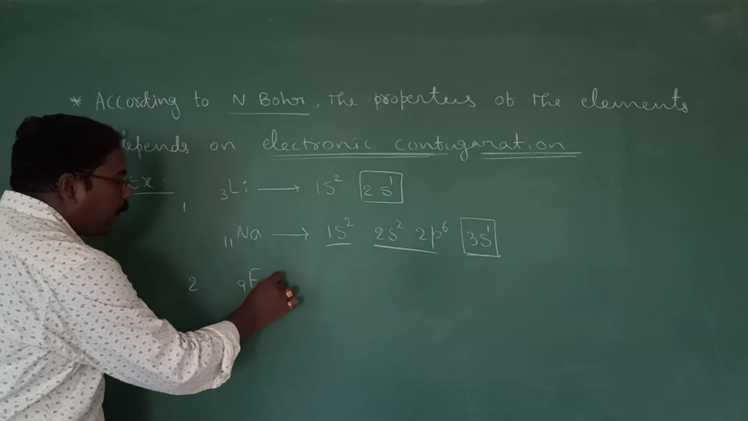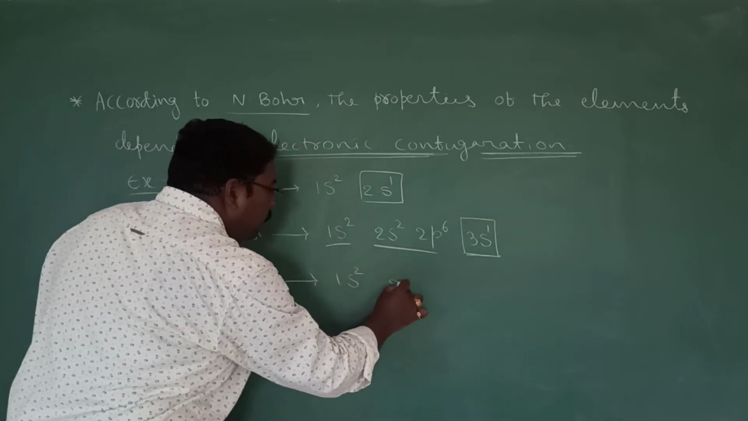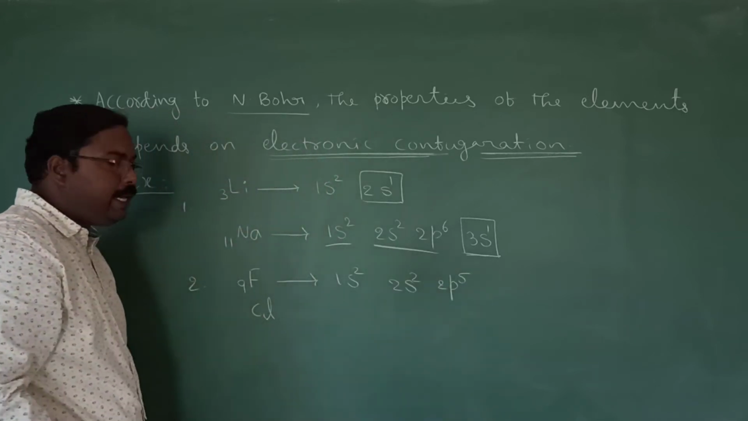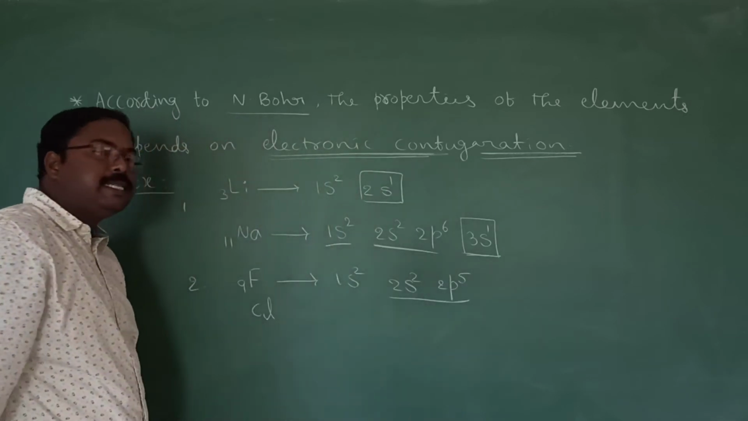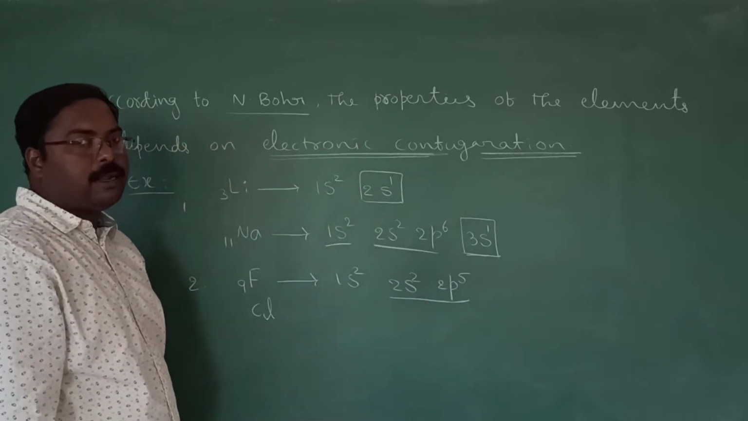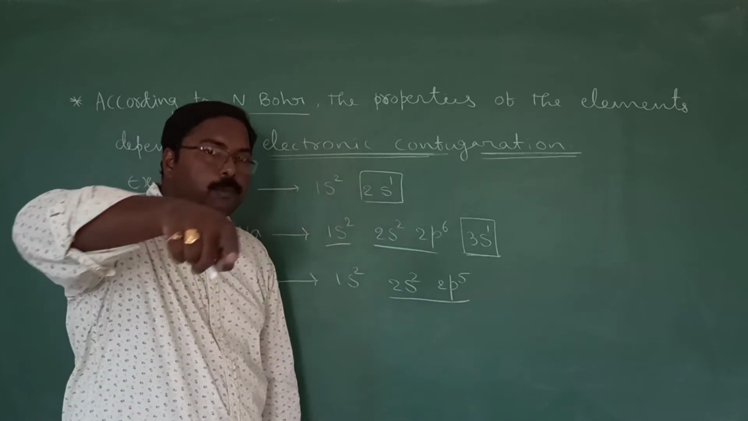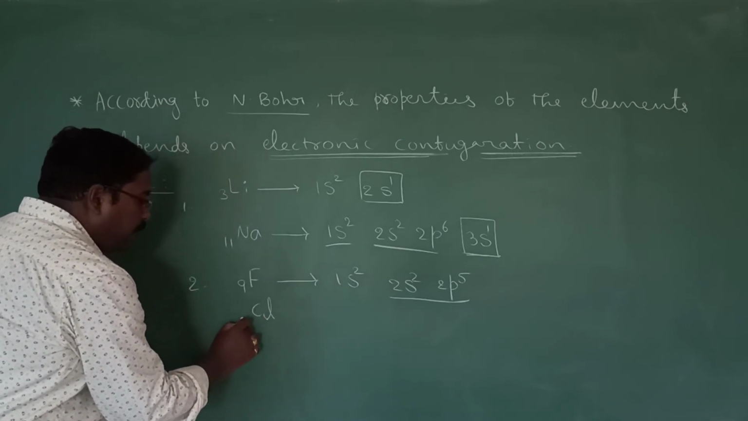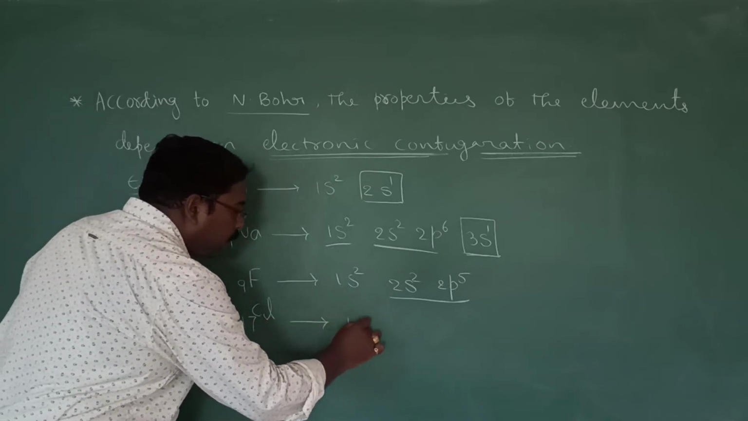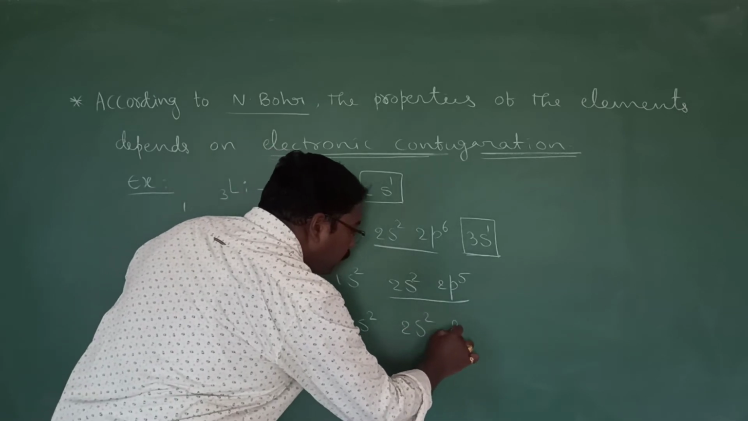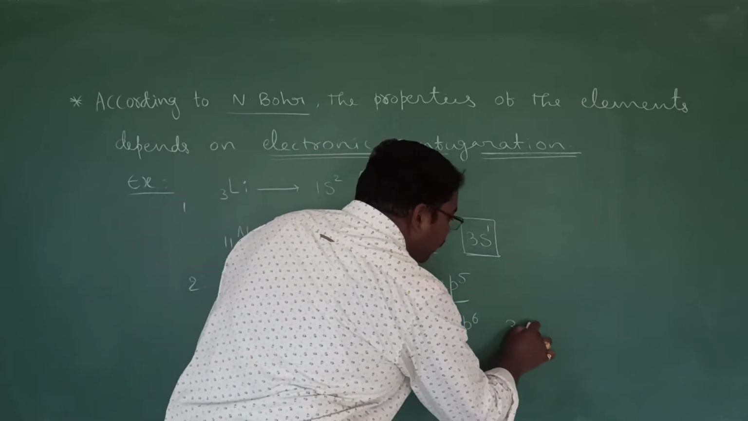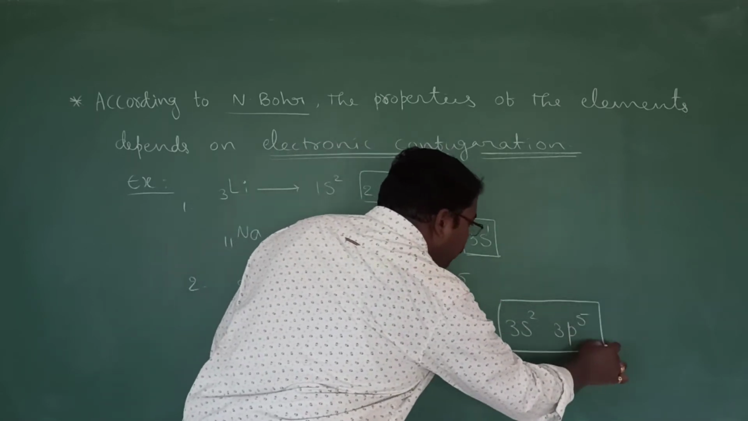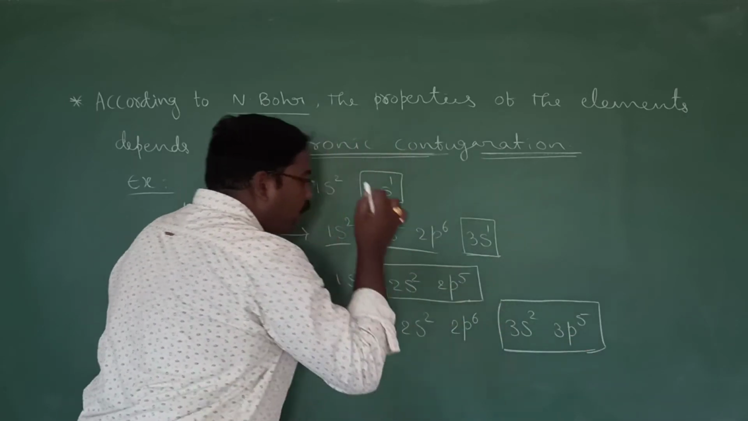Fluorine, atomic number 9. Its electronic configuration is 1s2, 2s2, 2p5. Right? So this is its valency shell electronic configuration. Valency shell means what? The outermost shell. Here, this is the inner shell. Now coming to chlorine, atomic number 17, its configuration is 1s2, 2s2, 2p6, 3s2, 3p5. Once observe the electronic configuration of fluorine and then chlorine.